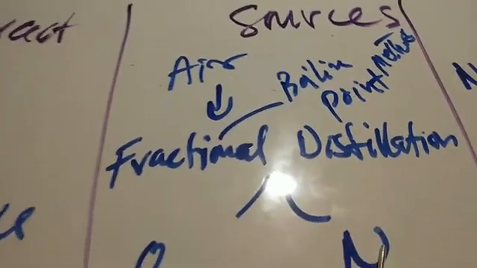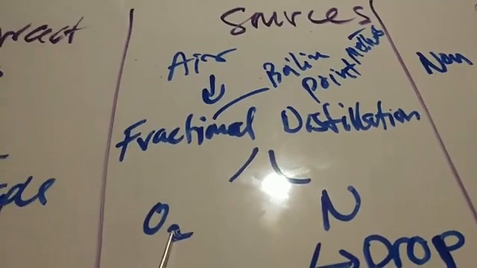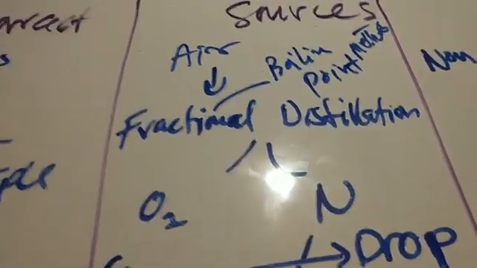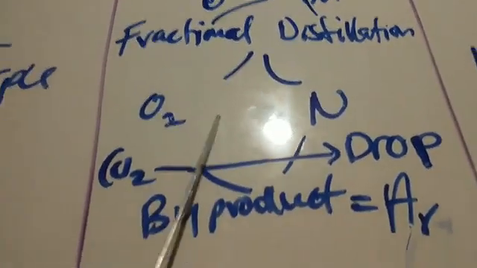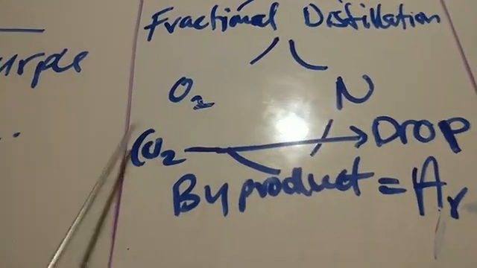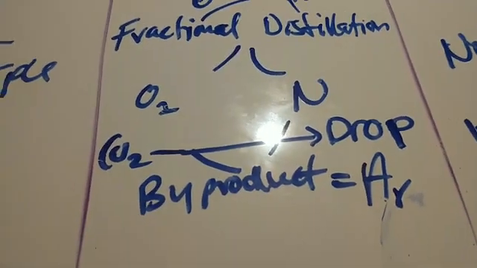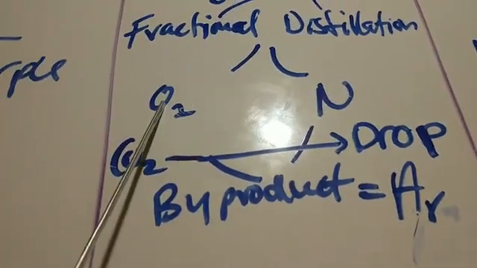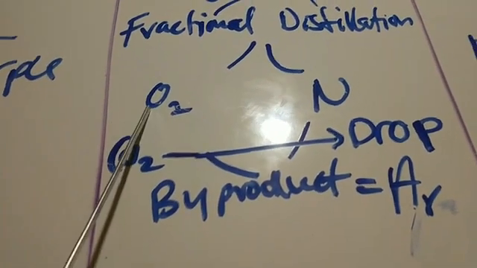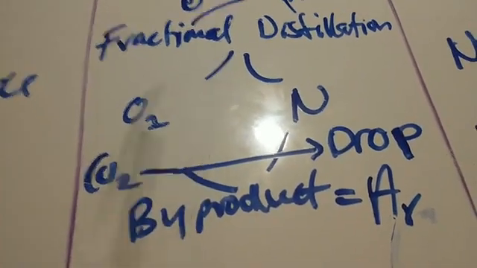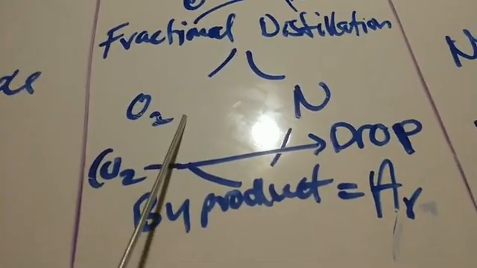In fractional distillation, first of all, you will separate the oxygen and nitrogen. But before you get the oxygen and nitrogen, carbon dioxide will drop out of the system. Immediately the carbon dioxide drops out, you will leave behind oxygen and nitrogen for further processing in the separation of these two gases.